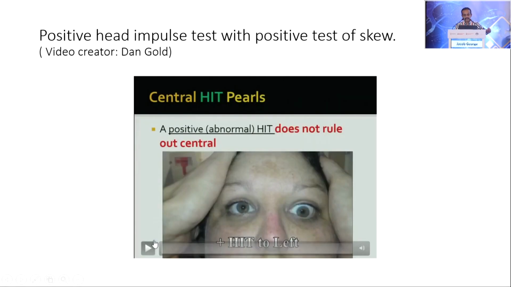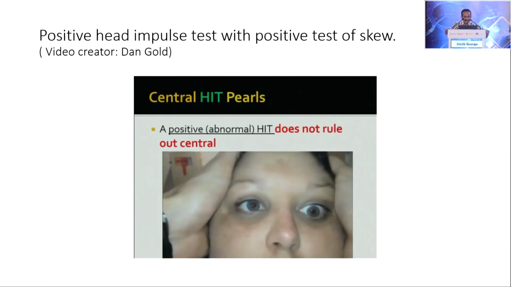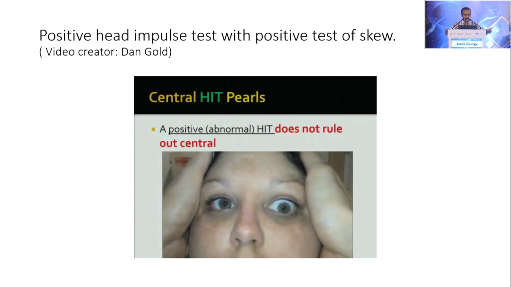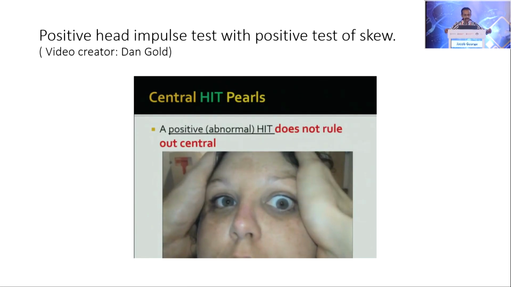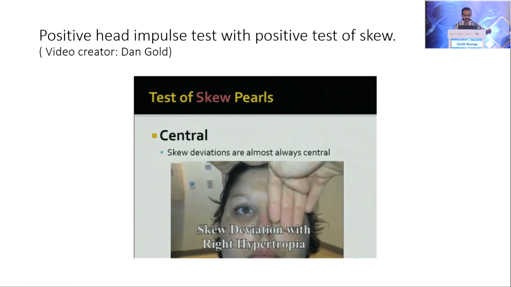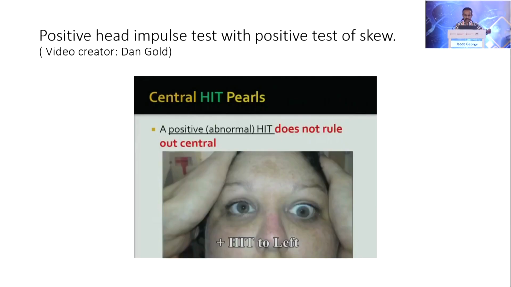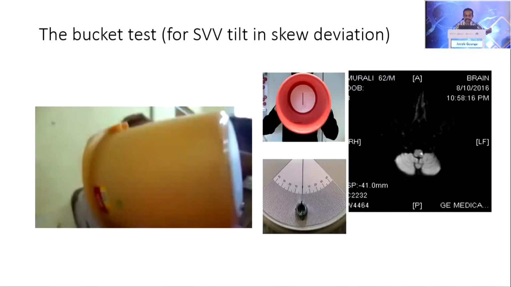Now we'll just see this interesting video. Test of skew. Perhaps that's going to be abnormal. So what does this look like? So again, to the left, there's a big catch-up. That's a positive head impulse. So if you were to only do the head impulse, and what does it look like? So this is the same patient who had a positive head impulse. So even if the head impulse test is positive, if skew deviation is present, it is a brainstem stroke. So any of these three conditions, if it favors central, the problem is central.